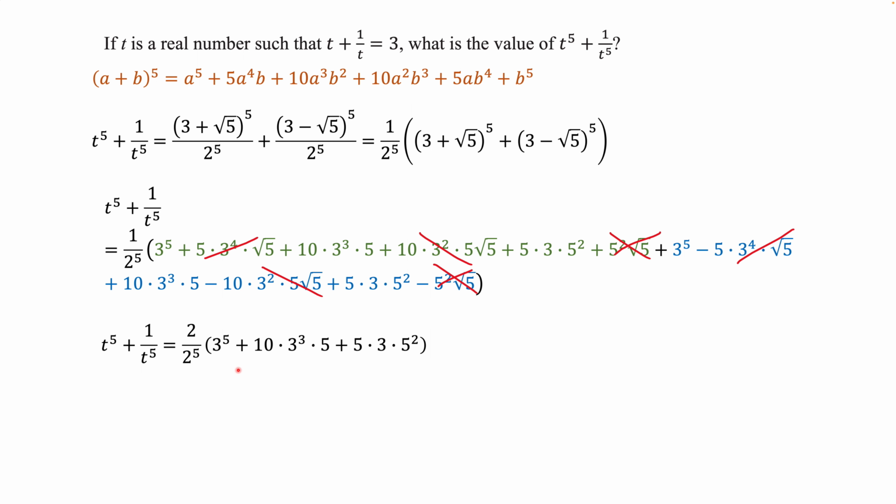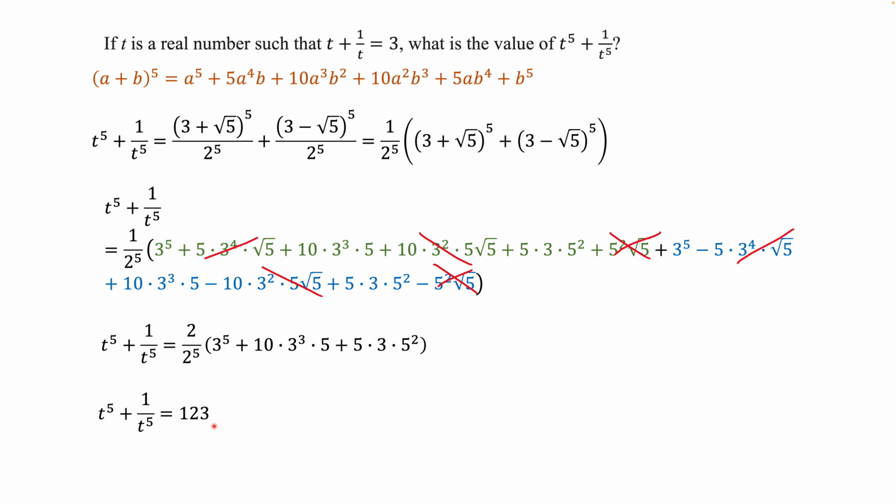But now, really, we can just simply use our arithmetic skills and figure out what 3 to the 5th is, what 3 to the 3rd is, 5 squared, 2 to the 5th, multiply whatever you need to multiply, add, divide. If you do all of it, you're going to get 123, and that's the final answer.